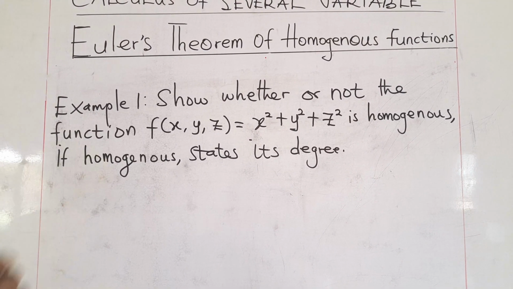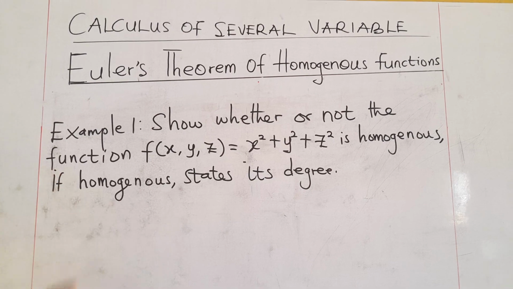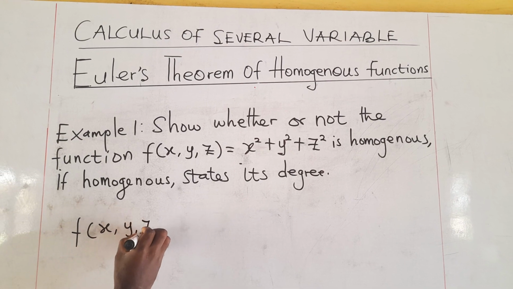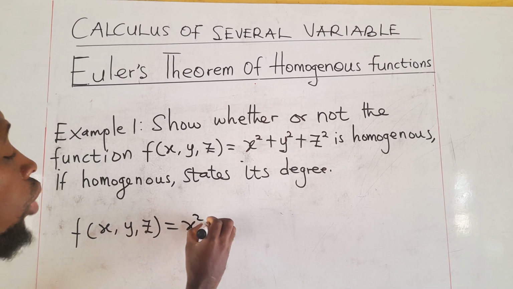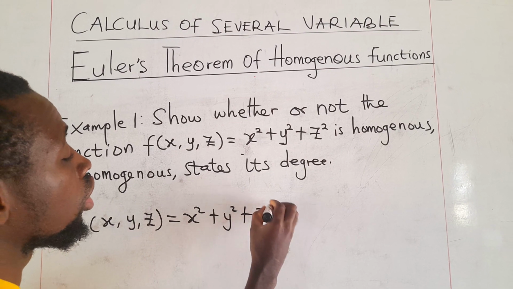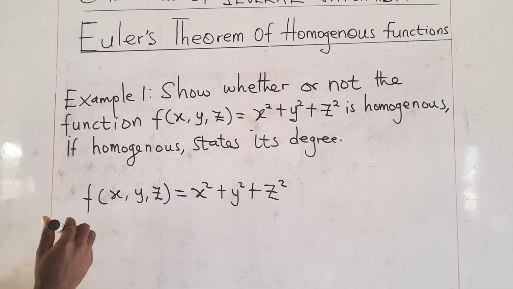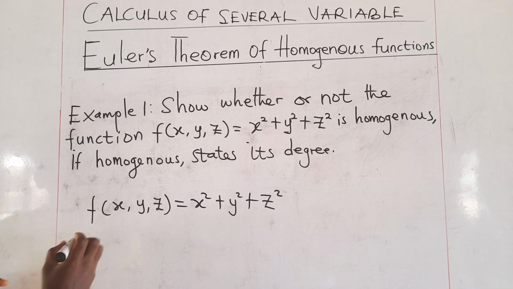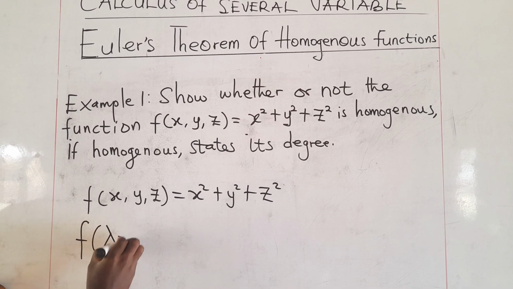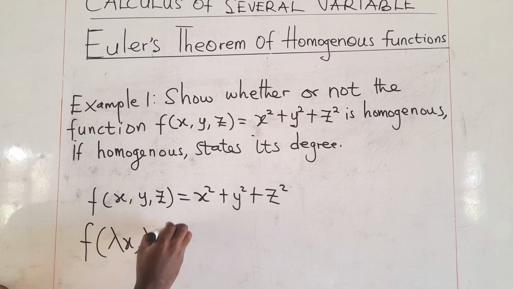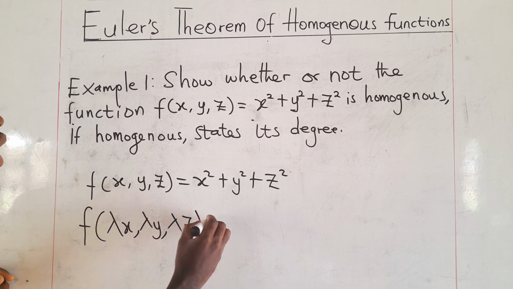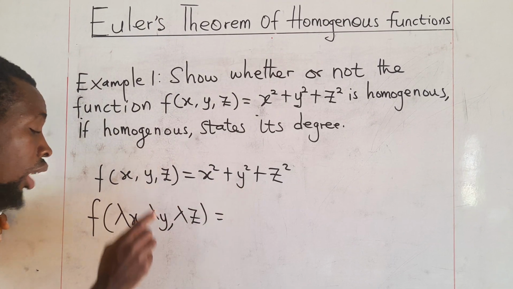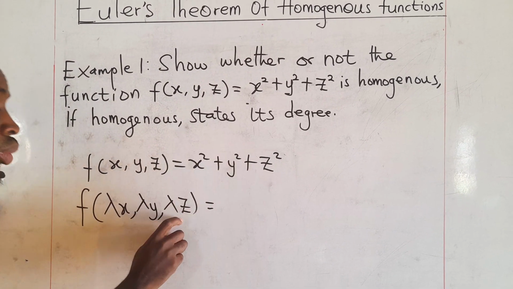So we are going to borrow the idea of Euler's theory of homogeneous functions to determine this. So what is the function? The function f of x, y, and z is equal to x squared plus y squared plus z squared. So what is Euler trying to tell us? Euler is trying to tell us that we should introduce a parameter lambda to affect all the independent variables. So f of lambda x, lambda y, lambda z. That means any place we see x in the function, we substitute lambda x. Any place we see y, we substitute lambda y. Any place we see z, we substitute lambda z.